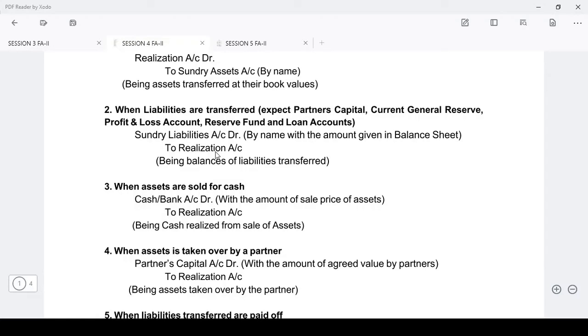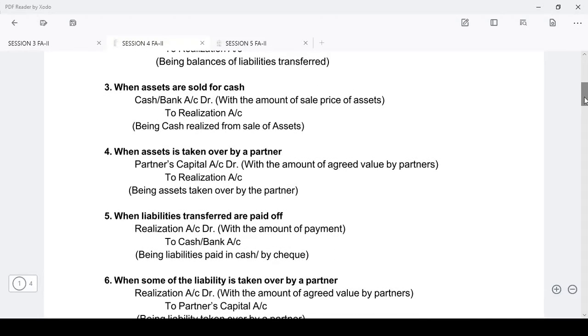Then the third entry is for when assets are sold for cash. When assets are sold for cash, then the entry would be cash or bank account debit to realization account. Here, the price at which the asset is sold should be recorded, but not the book value.